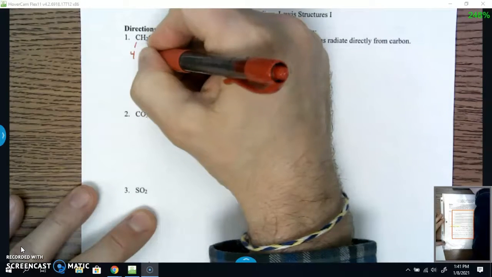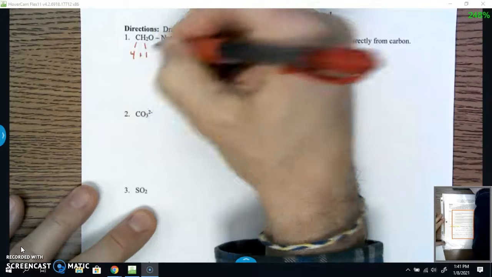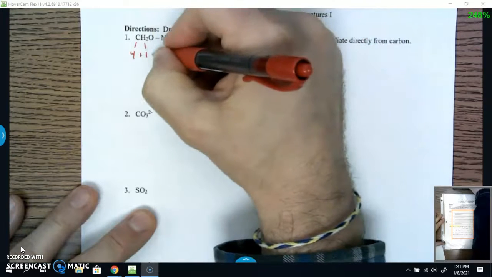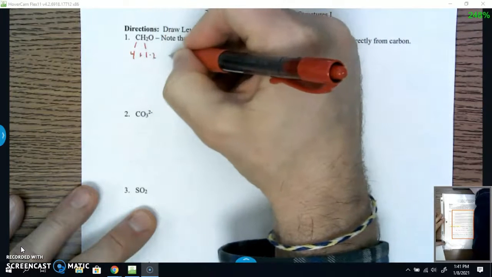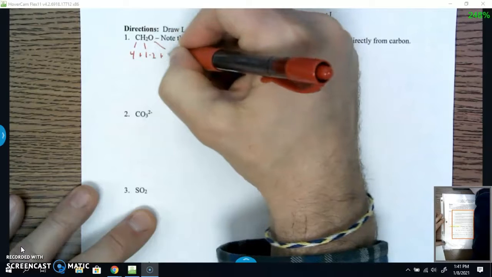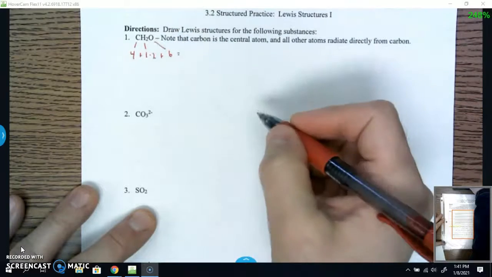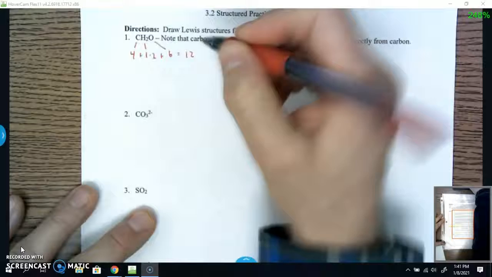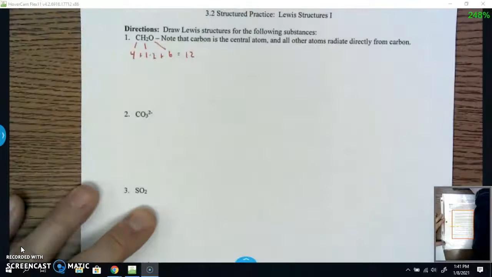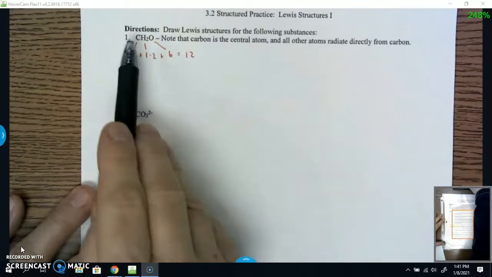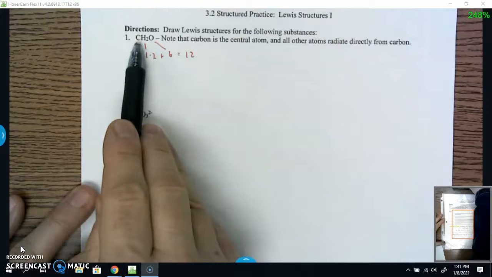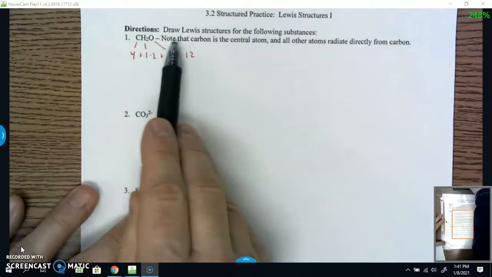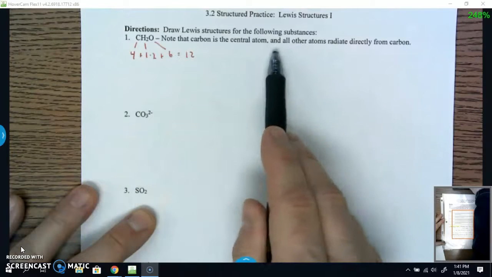Carbon has 4 valence electrons, plus each hydrogen has 1 valence electron, but we do have 2 hydrogens, and oxygen has 6 valence electrons. 4 plus 2 plus 6 is 12 total electrons that we need in our final structure. The structure is going to look like this. It tells us that carbon, because the element carbon comes first in the molecule, is going to be the central atom, and all other atoms are going to radiate directly from carbon.